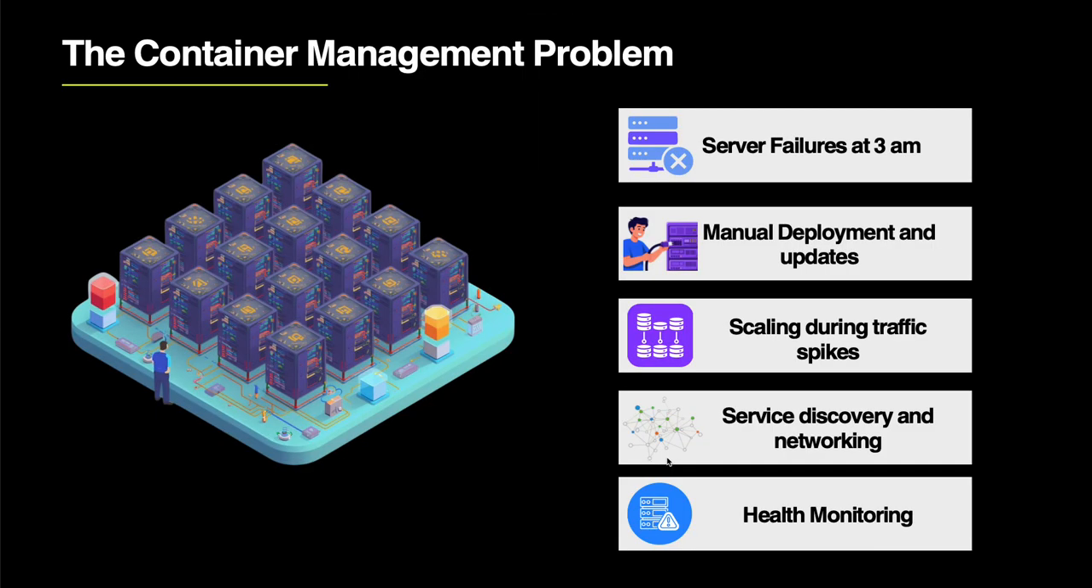Imagine managing 50 microservices across 20 servers. At 3 a.m., one server crashes. How do you detect which services failed? How do you restart them on other servers? How do you update routing and prevent cascading failures? This is a container orchestration problem. At scale, manual management becomes impossible. You need automation for deployment, scaling, failure recovery, and networking, and this is why Kubernetes was created.